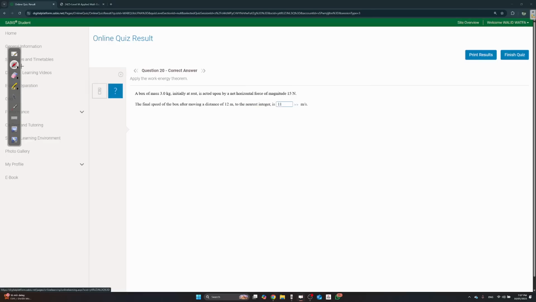Question 20. It's 7 p.m. I've been recording since like 5. A box of mass 3 initially at rest acted upon by a net horizontal force of magnitude 15. The final speed after 12 meters is what?